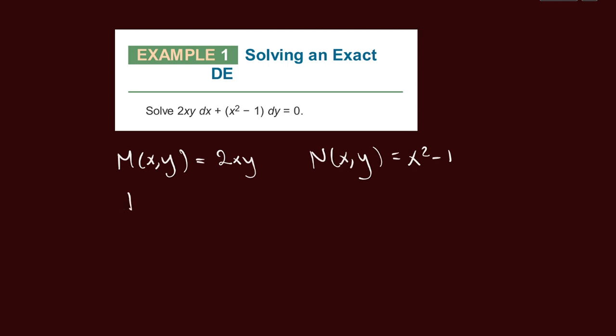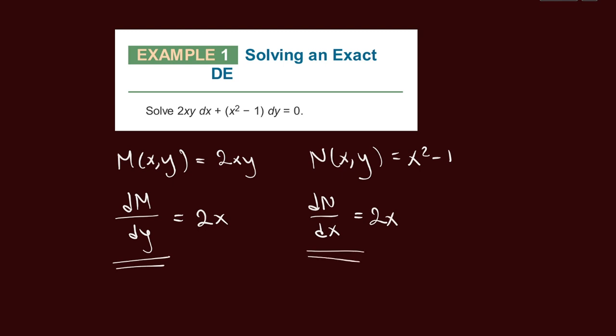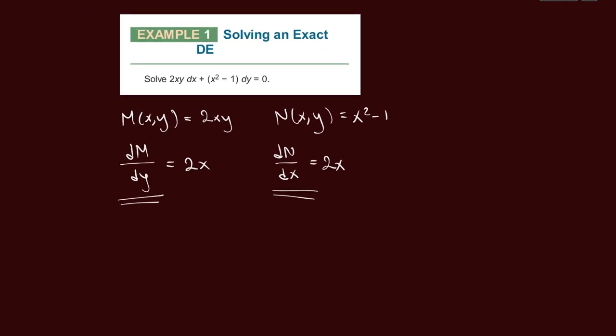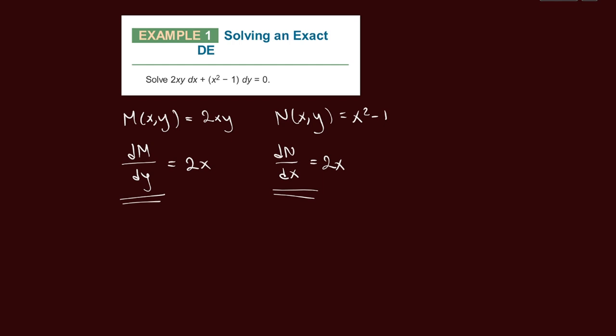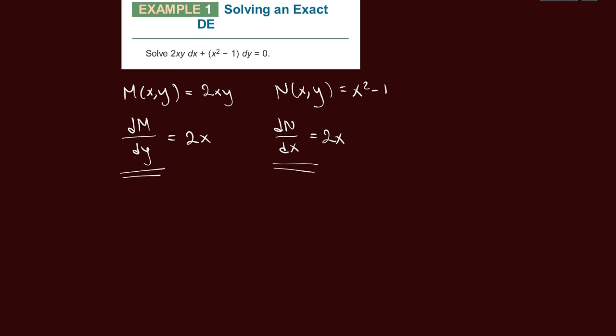So what we're going to do is differentiate M with respect to y, and then differentiate N with respect to x. Now we see both of these are equal to each other, and because that's the case, we can use this really long method. So stick around.